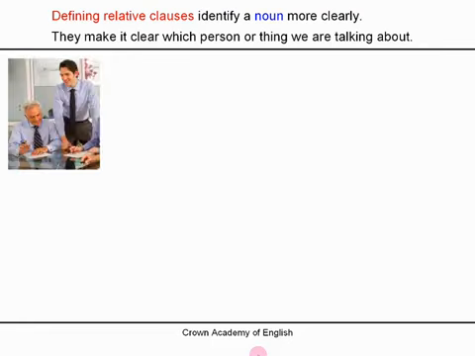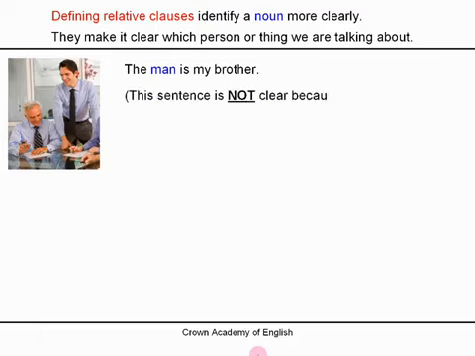So, for example, if we look at this photograph, I can say, "The man is my brother." But there is a problem with this sentence, because this sentence is not clear. There are two men in the photograph. So, there's a man here and a man here. So, which man is my brother? We do not know. So we use a defining relative clause.